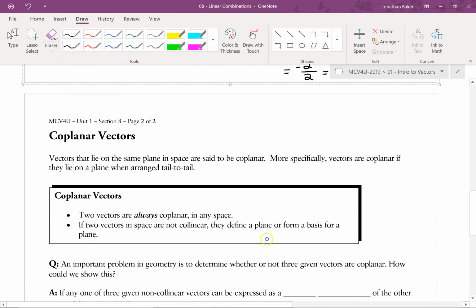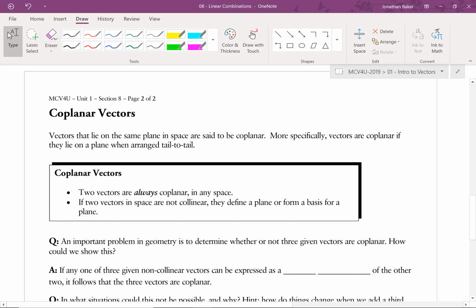Okay, coplanar vectors. Vectors that lie on the same plane in space are said to be coplanar. More specifically, vectors are coplanar if they lie on a plane when arranged tail to tail. So if you think about the xy plane, that's the plane that would be like the tabletop plane in 3 dimensions, the flat one, right? If you put any 2 vectors inside that plane, they would be coplanar.